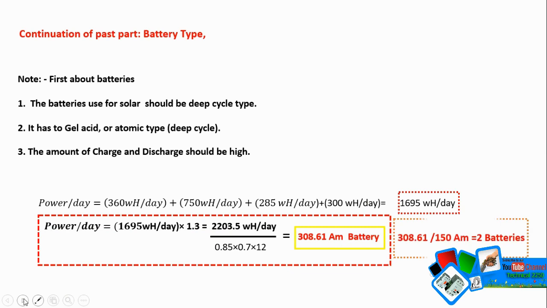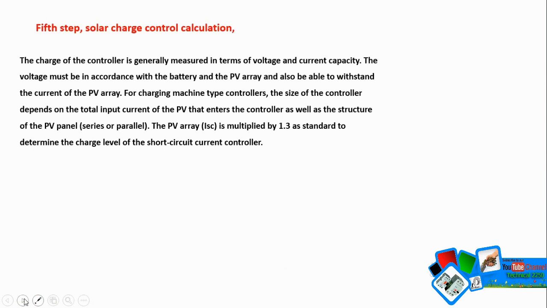Fifth step, solar charge controller calculation. The charge controller is generally measured in terms of voltage and current capacity. The voltage must be in accordance with the battery and the PV array and also be able to withstand the current of the PV array. For charge controller types, the size of the controller depends on the total input current of the PV entering the controller as well as the structure of the PV panels, series or parallel.